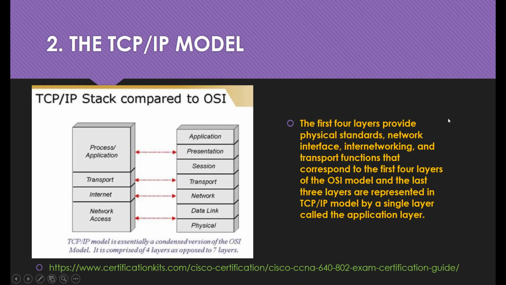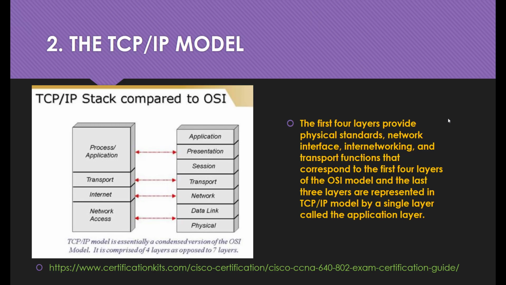So the second type of model we saw earlier is the TCP/IP model. And in order not to waste too much of our time, just understand that there is a very big similarity between the OSI model and the TCP/IP model, but the diagram explains the main differences. So it says the first four layers, which are layers 1, 2, 3, 4, provide physical standards, network interface, and internet networking and transport functions that correspond to the first four layers of the OSI model.